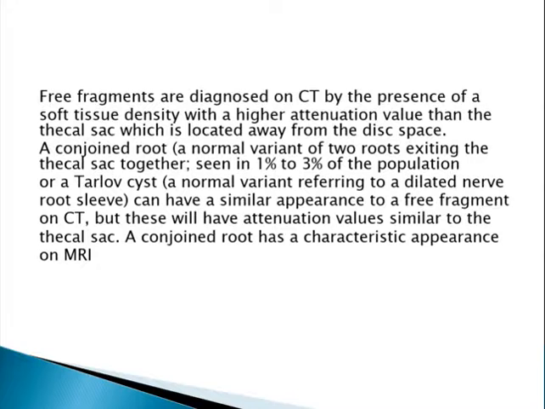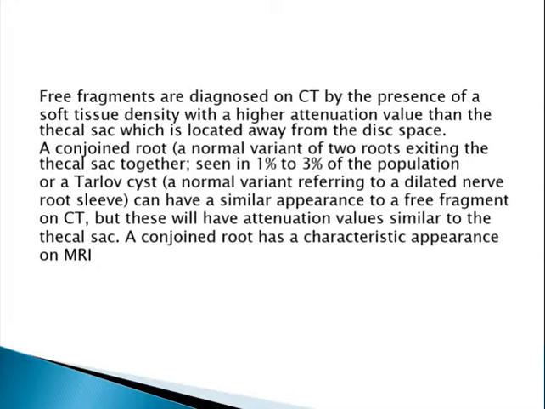Free fragments are diagnosed by CT by the presence of soft tissue density. It has a higher attenuation value than the thecal sac. It is located away from the disc space. The most important thing here is to differentiate it from what's called the conjoined root, which is a normal variant in 1 to 3% of the population. This will result in two roots exiting the thecal sac together through the same exit foramen, rather than through two different exit foramina.